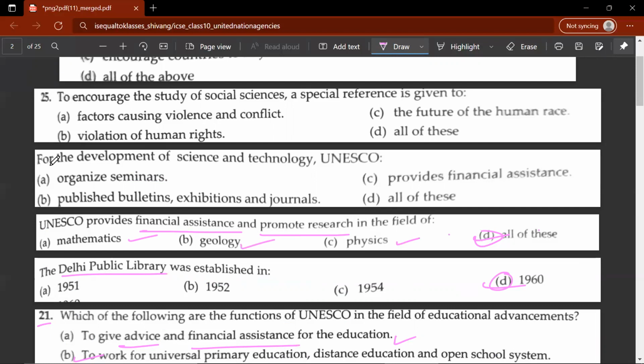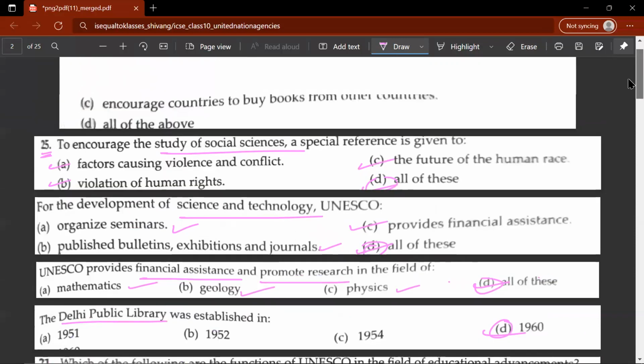Okay, the 24th question: for the development of science and technology, UNESCO does what? So it organizes seminars, it publishes bulletins, exhibitions, and journals, provides financial assistance. D would be the correct answer. 25th question: to encourage the study of social sciences, a special preference is given to D. The future of the human race, factors causing violence and conflict, violation of human rights.